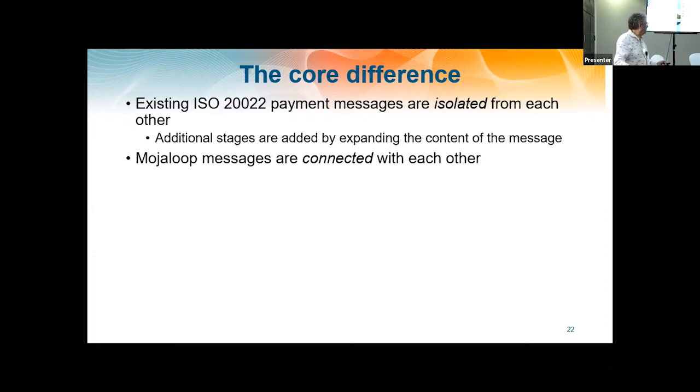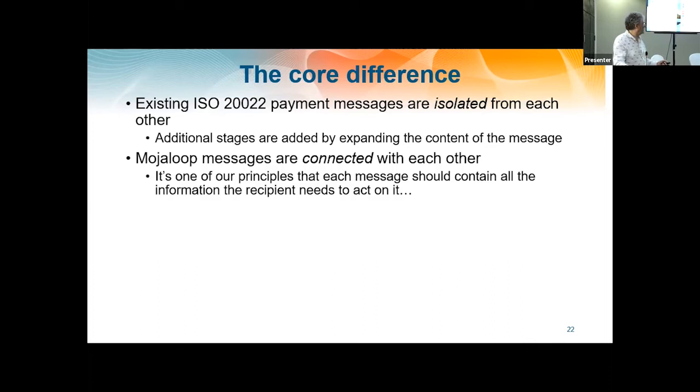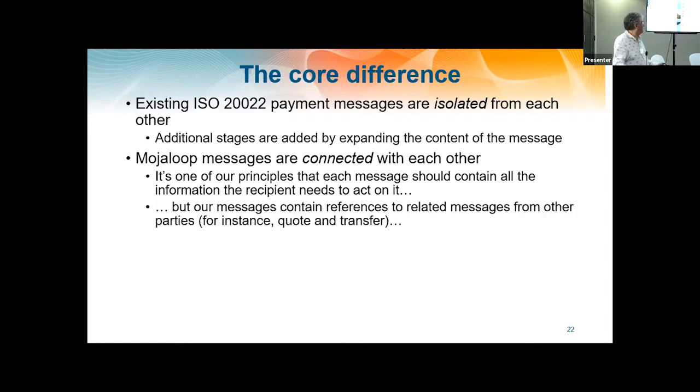Our world is different from that. We use messages which are much simpler and which are connected with each other. So we have a principle that each message should contain all the information the recipient needs to act on it, but they contain references to related messages from other parties. For instance, the quote and the transfer message. The condition that's returned in the quote request from the payee and which is sent in the transfer request from the payer, they're the same thing, and they tie those messages together.